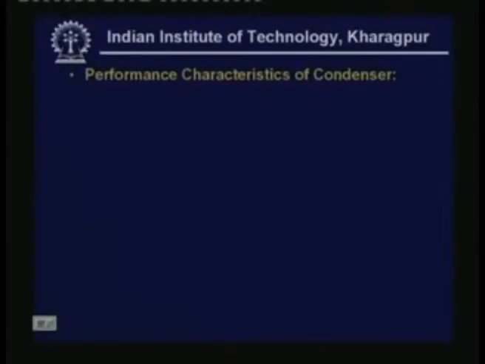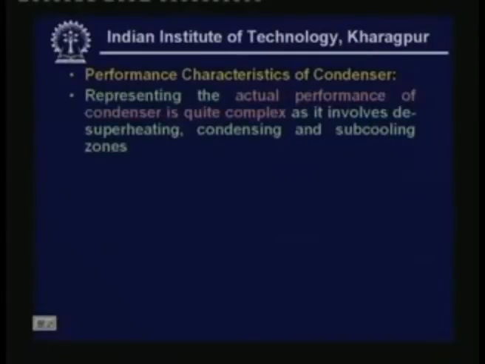Now let us look at the performance characteristic of a condenser. Representing the actual performance of a condenser is quite complex, as it involves de-superheating, condensing, and subcooling zones. In fact, this point we have discussed while discussing the design of a condenser. In an actual condenser, you have 3 distinct zones. The first zone is where single phase heat transfer takes place, and the refrigerant vapor gets de-superheated by rejecting heat to the ambient. During that process, its temperature reduces.